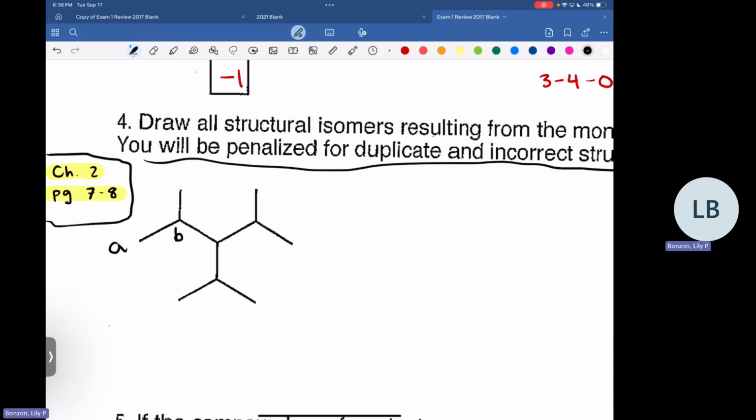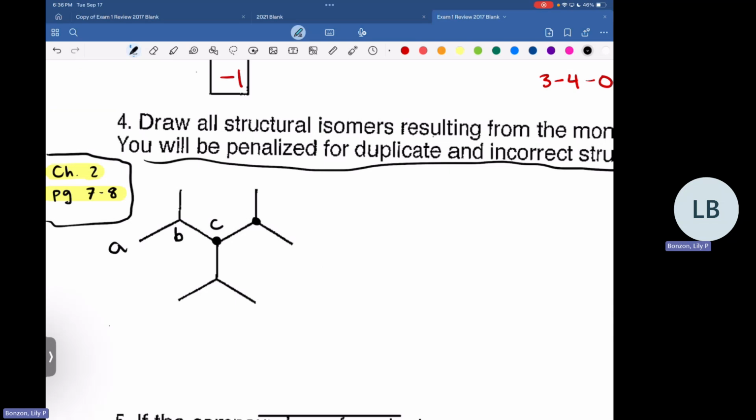And I'm just going to go left to right for now. So if we look at this carbon in the middle, this one is also connected differently than B. So we're going to call this C. And then if we keep going to the right, you'll notice that there's this kind of plane of symmetry.